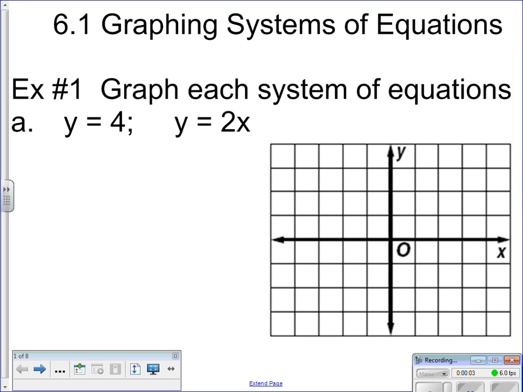Okay, solving. Graphing systems of equations. Example 1. Graph each system of equations. y equals 4 and y equals 2x. The first line, y equals 4, is a horizontal line. So you should go up to 4 on the y-axis and then draw a horizontal line.